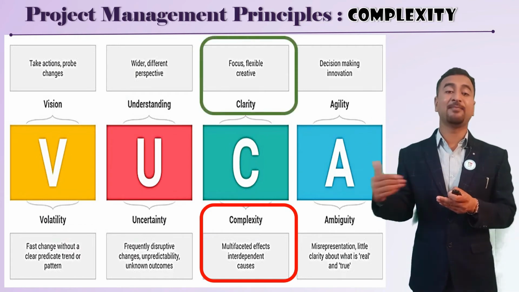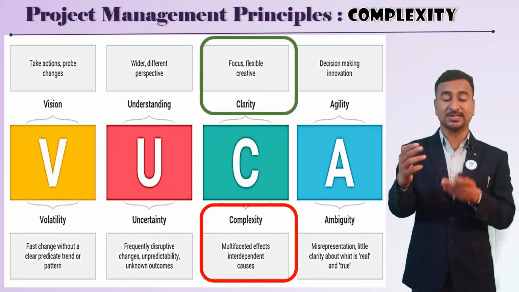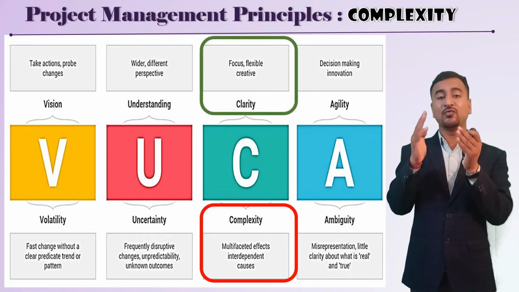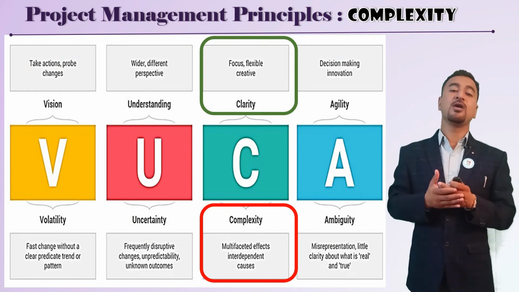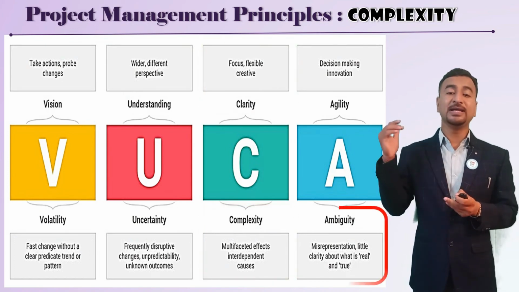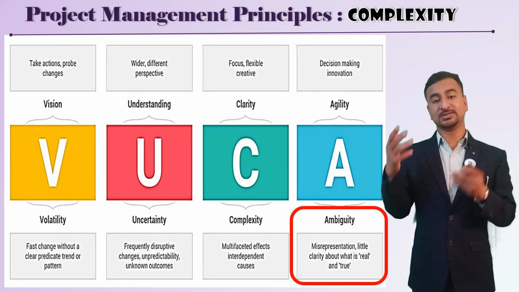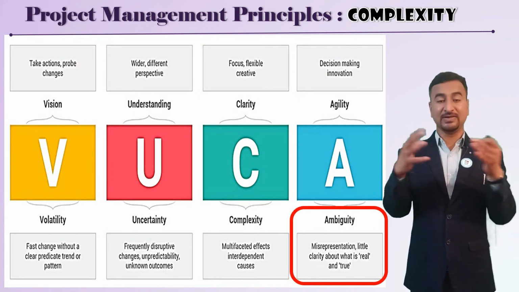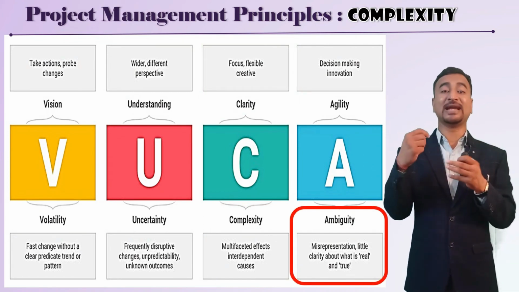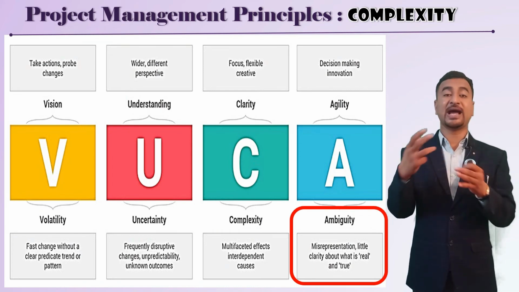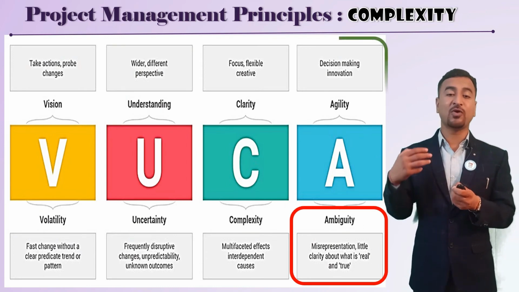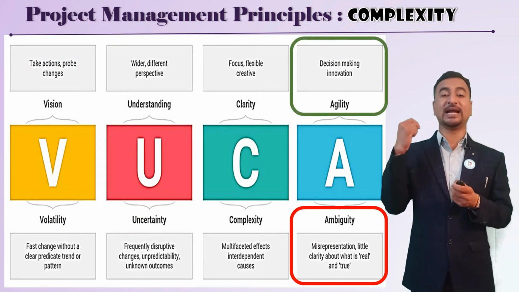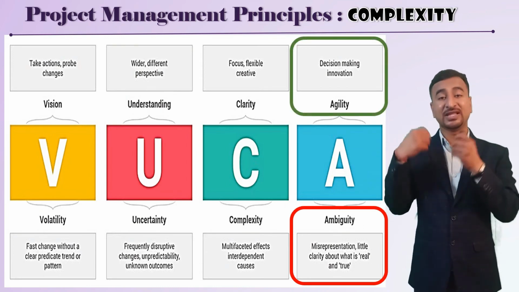You can solve that with clarity, focus, and a flexible culture to respond to the complexity. And finally, the ambiguity, because we are living in a VUCA world which has that ambiguity, where we have a different culture and we are working with that. So how can you respond to that? By using agility, decision-making with innovation.